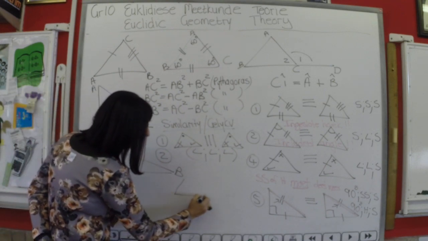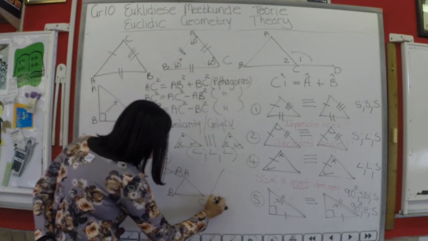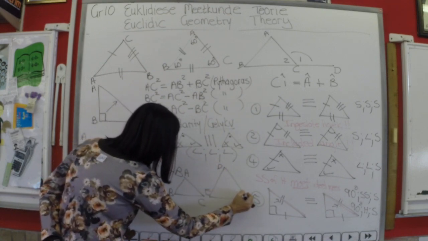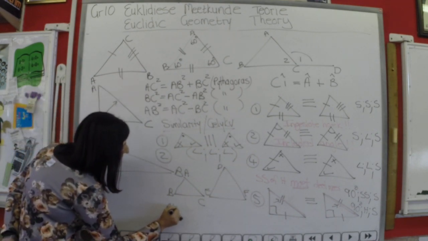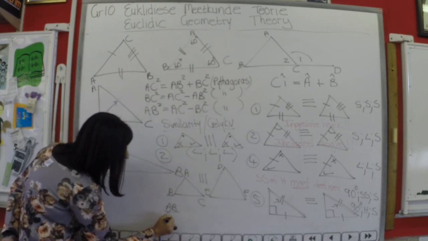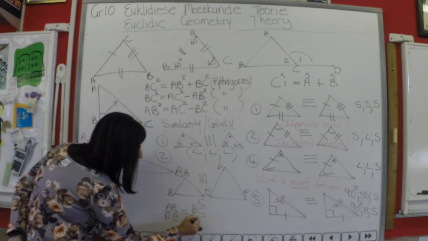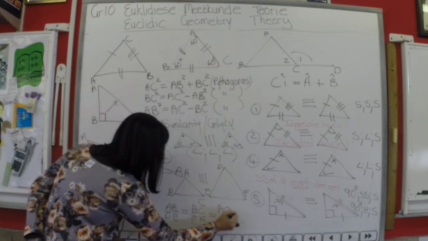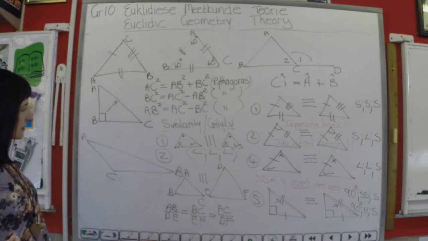So as ons gaan kyk na A, B en C, en ons gaan kyk na D, E en F. Dan gaan ons sê A, B, hulle is gelykvormig. Op D, E is going to be equal to B, C on E, F. It's going to be equal to A, C on D, F.